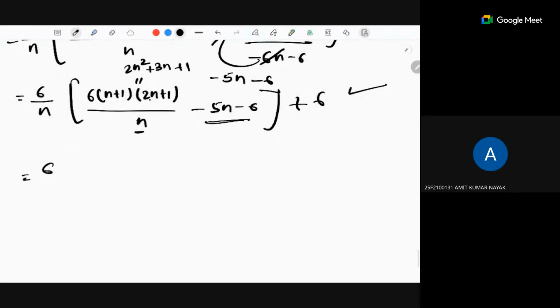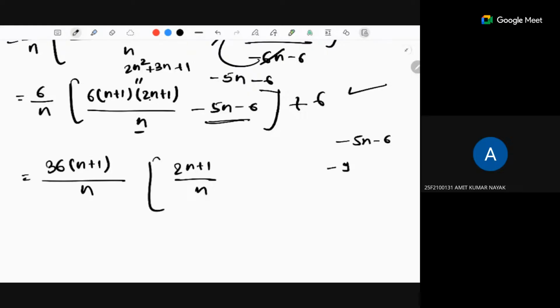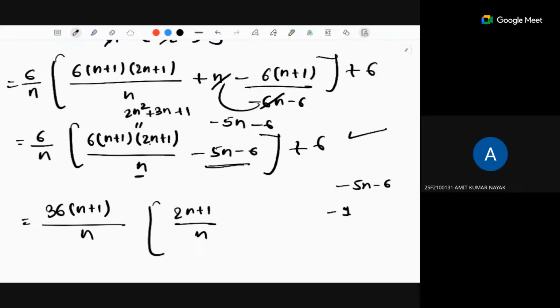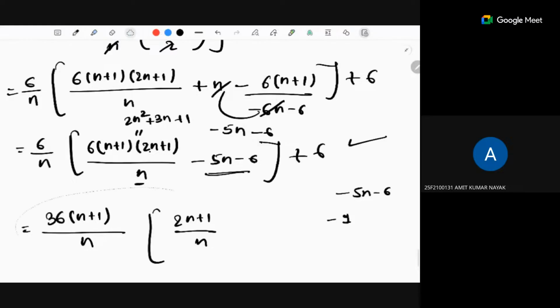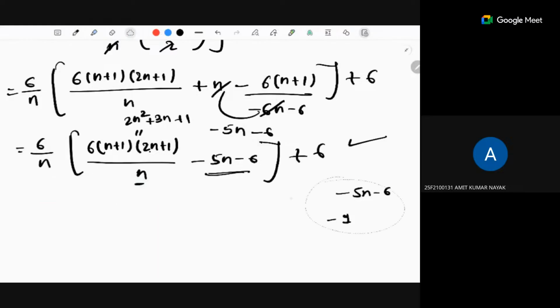Yes, let's type that way too. So here you are taking common 6 into n plus 1, right? Yes, ma'am. So that will become 36 n plus 1 upon n, right? So now here you will get 2n plus 1 by n, and from here you will get minus what upon 6 also you have to take care because you don't have 6. So minus 5n minus 6, this will be minus how you have taken 6n plus 1 common. Actually, first I multiplied 6. Okay, fine. I'll check and let you know whether the option with plus or minus is correct.